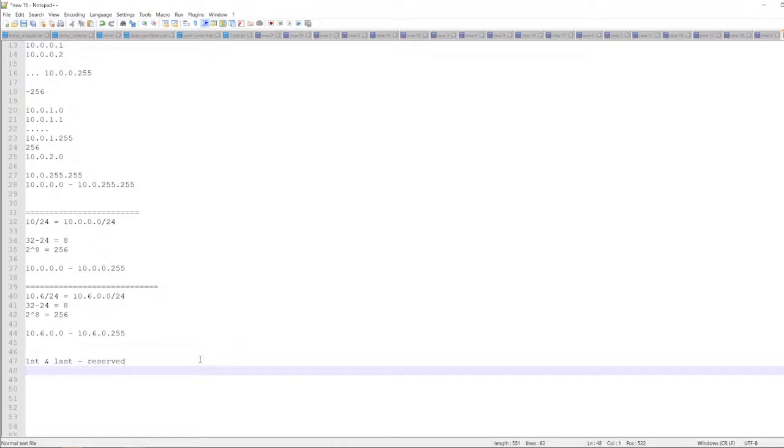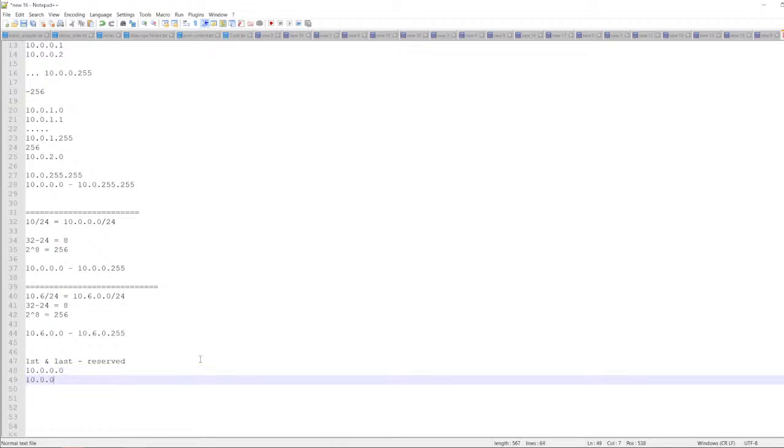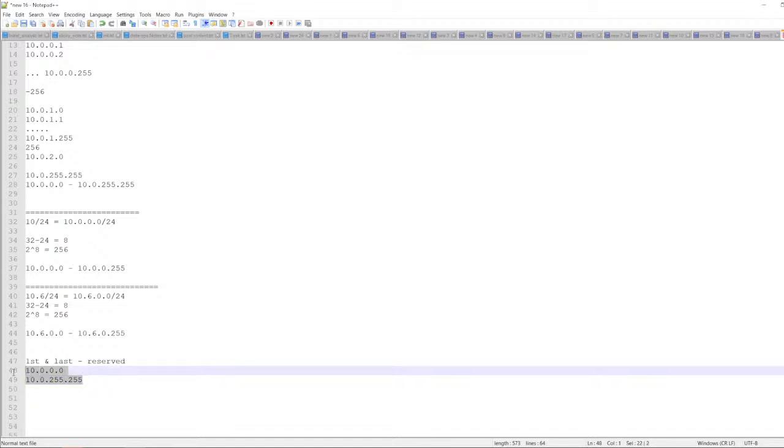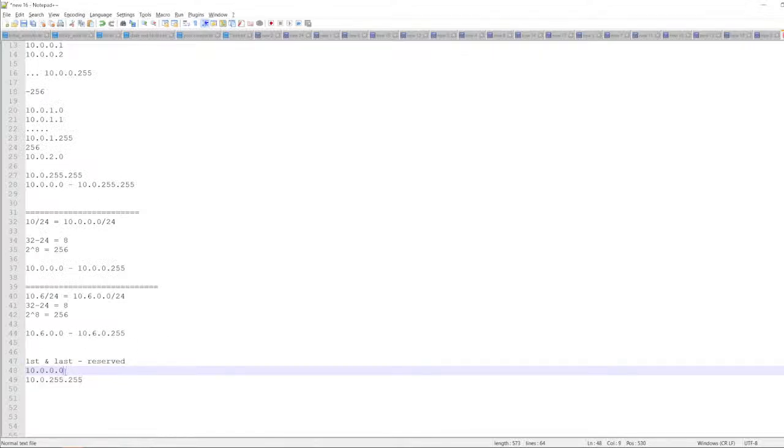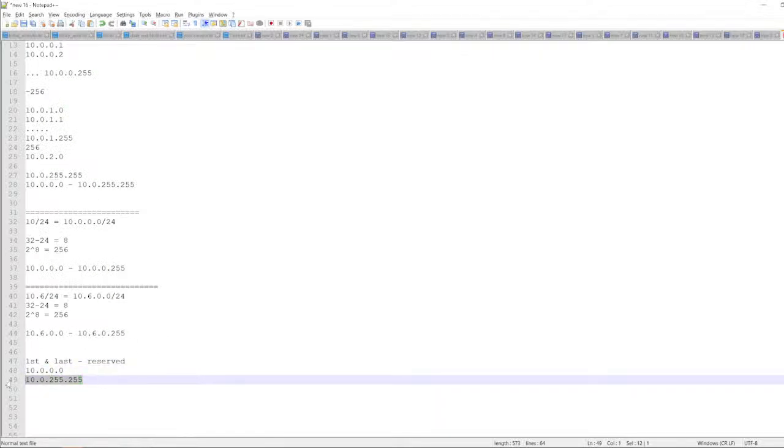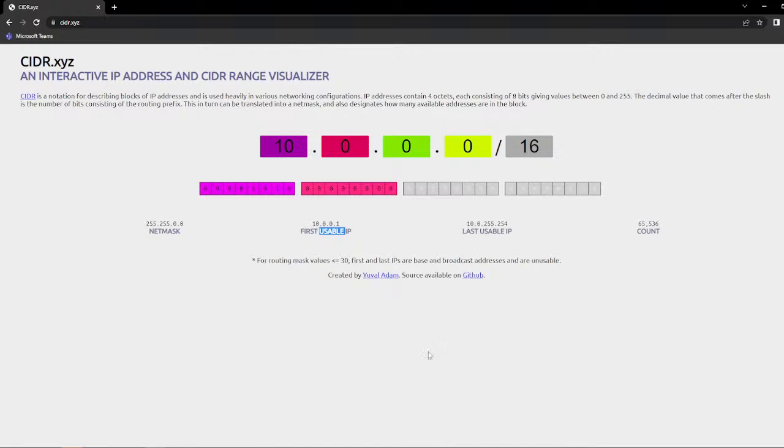So what is the first IP in my network? 10.0.0.0. What is the last IP? These two IPs are generally reserved in any network. That's why it is written first usable IP, not network IP. So we can't use the first IP and we can't use the last IP in any network. Any question?